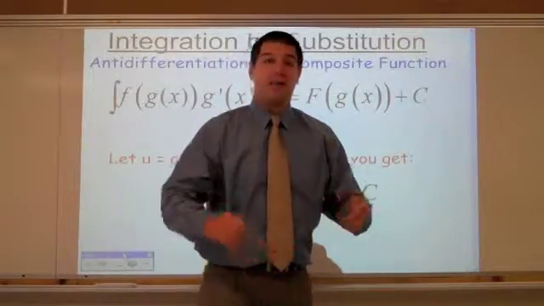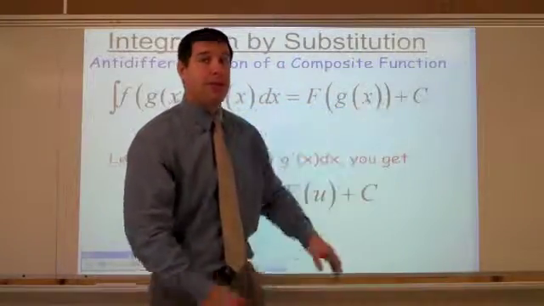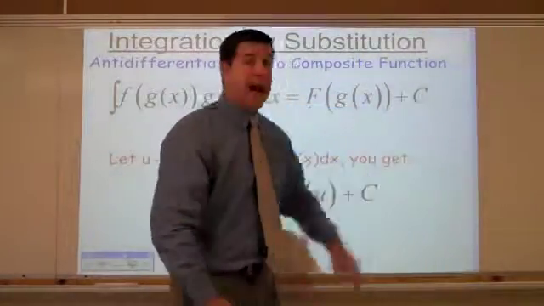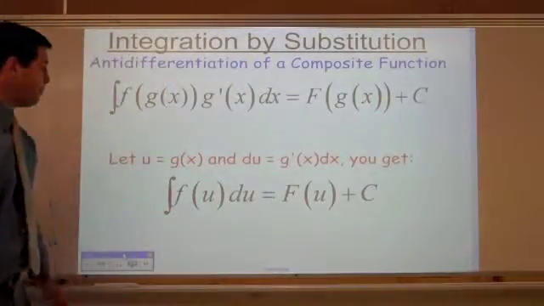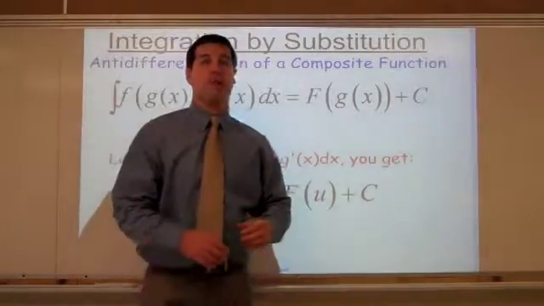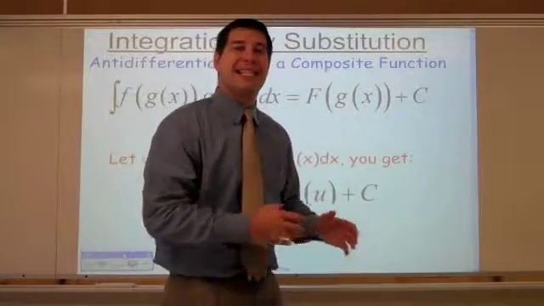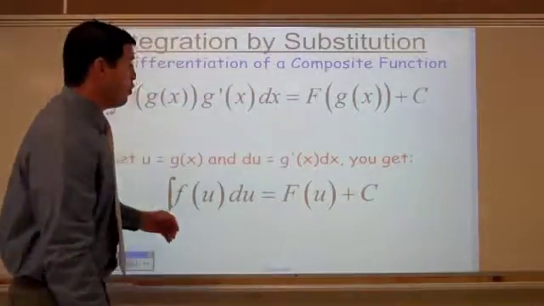Trig, composite functions, power functions, whatever. Any antiderivative, general antiderivative, indefinite integral, can have a constant at the end. Now what we're going to do here is we're going to use what's called u substitution to make it a little bit simpler, a little bit easy to see what you're doing.